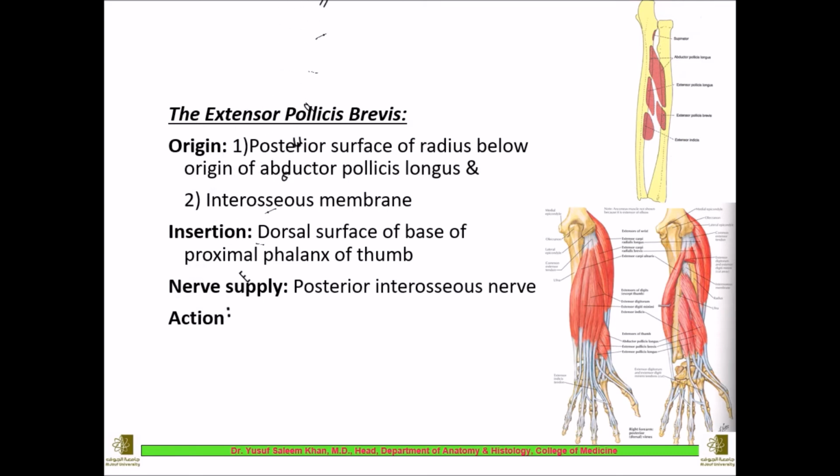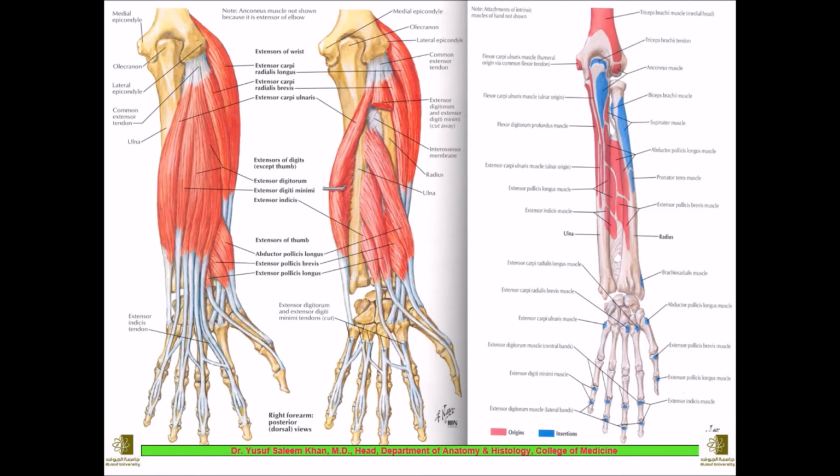Nerve supply is by the posterior interosseous nerve, and as the name indicates, it helps in the extension of the thumb because it is going and getting inserted only to the thumb, so it will be acting on the thumb. So here you can see this is the extensor pollicis brevis.